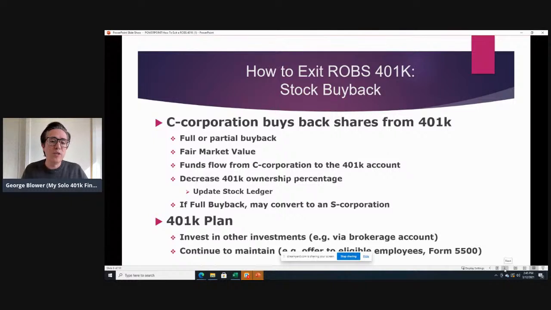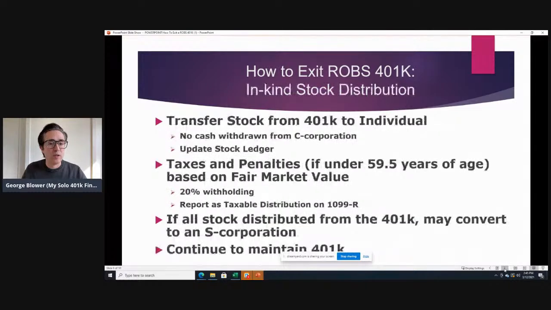If we have employees participating in the 401k, do they need to be offered the opportunity to buy stock in the buyback scenario? So in the buyback scenario, the company is not doing another stock offering. It's buying stock back from the stockholders. So that's not going to be an offering that would have to be made available to eligible employees. Because remember, it's the reverse of how you funded the business. Good question.